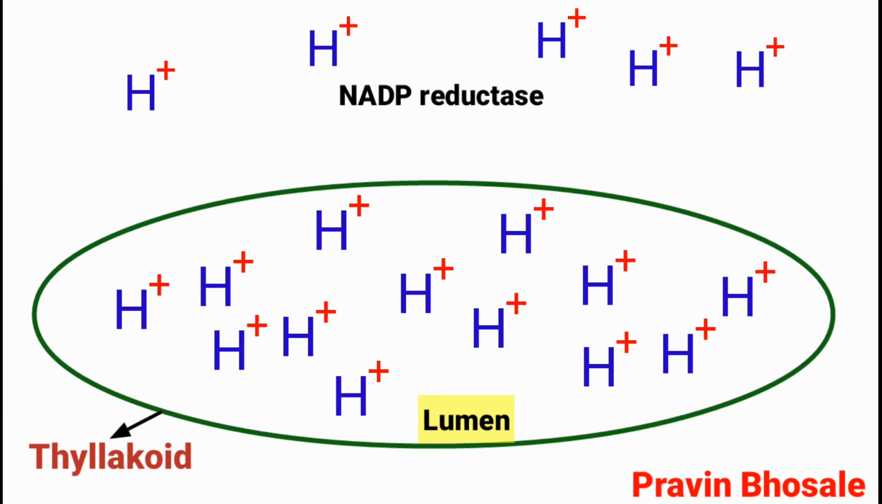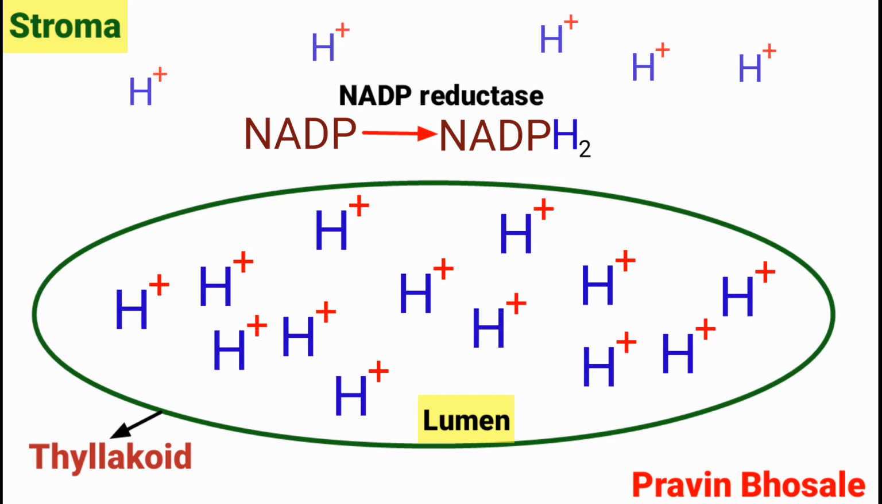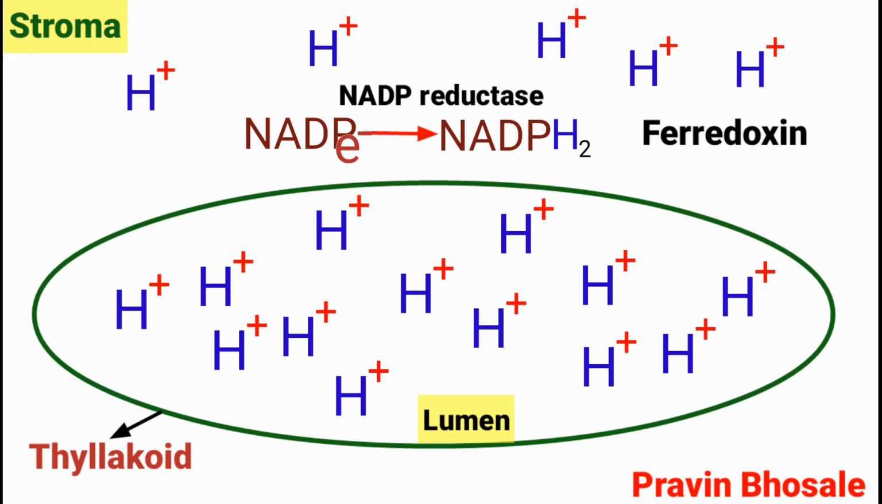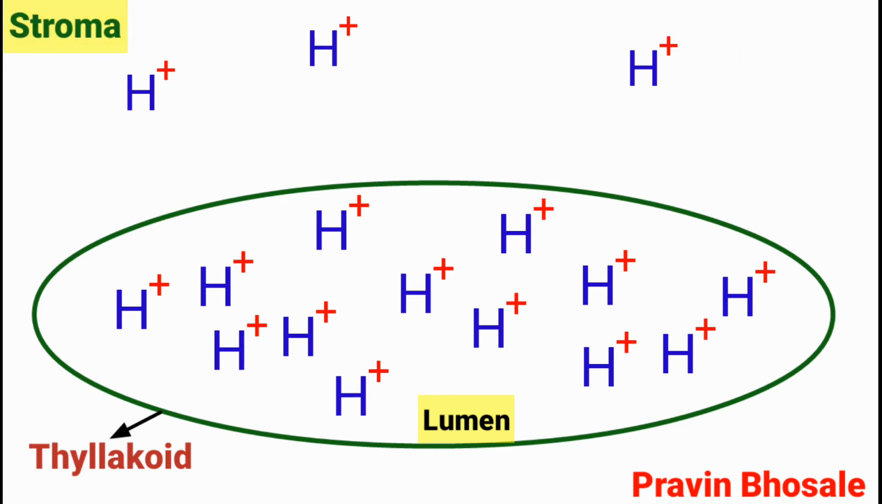The NADP reductase enzyme is located in the stroma side of the membrane. For reduction of NADP to NADPH2, protons are required along with electron that comes from ferredoxin. So here the protons decrease in number. Hence, within the chloroplast, protons in the stroma decrease in number, while in the lumen there is increase in number.